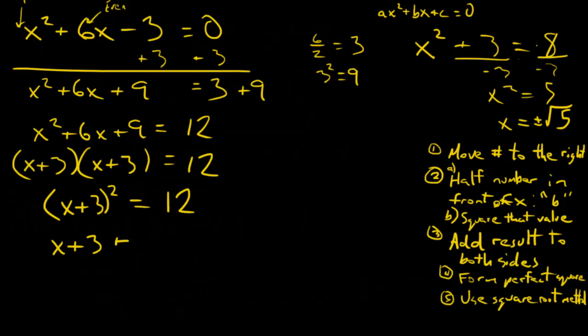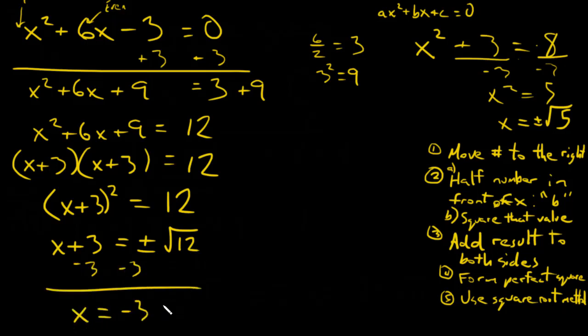smaller size so I don't erase everything. x plus 3 equals plus or minus root 12, minus 3, minus 3. x equals negative 3 plus or minus root 12. Okay? You do it the same way every single time.